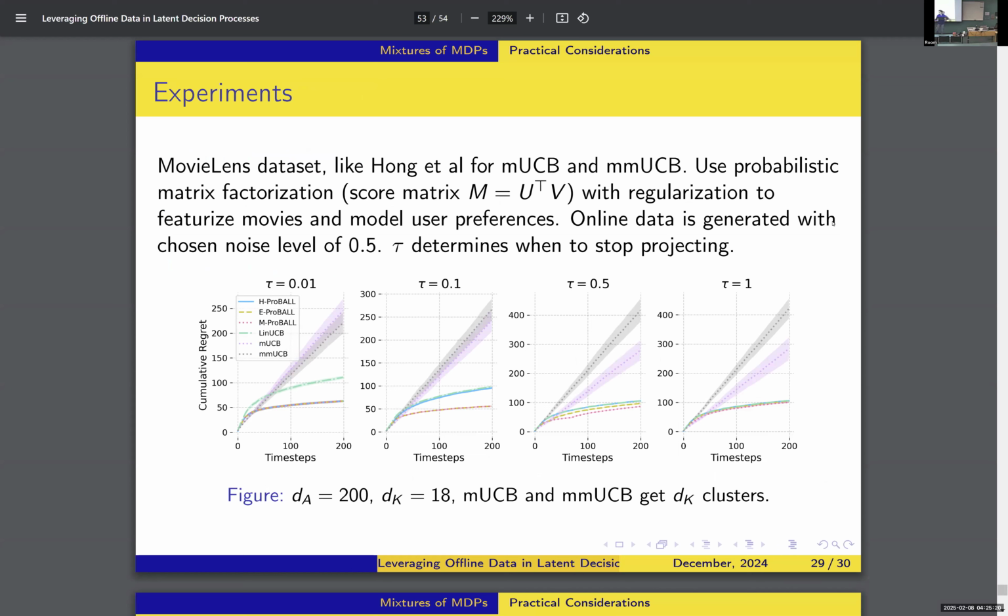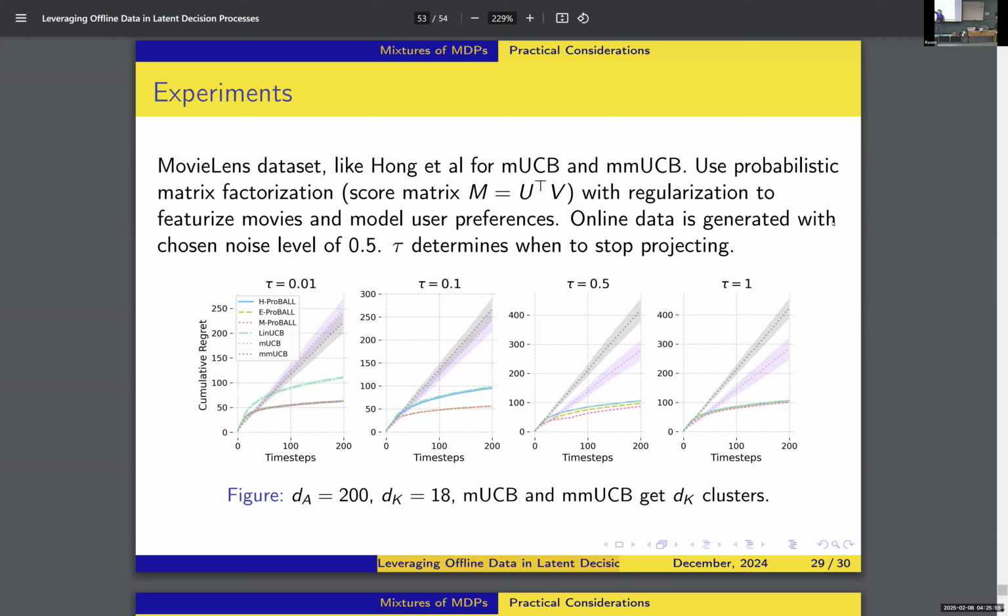And then you can look at us. We have 3 versions of our algorithm. This is the ProBall algorithm, the ball inside. You stay in the ball unless the ellipsoid is inside the ball. The 3 versions come from just different offline uncertainty sets. You can use Hoeffding uncertainty, empirical Bernstein, or matrix Bernstein, and you get different levels of performance.